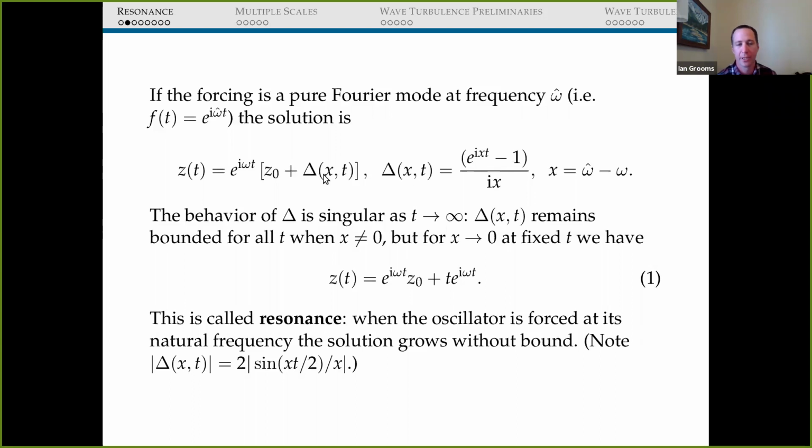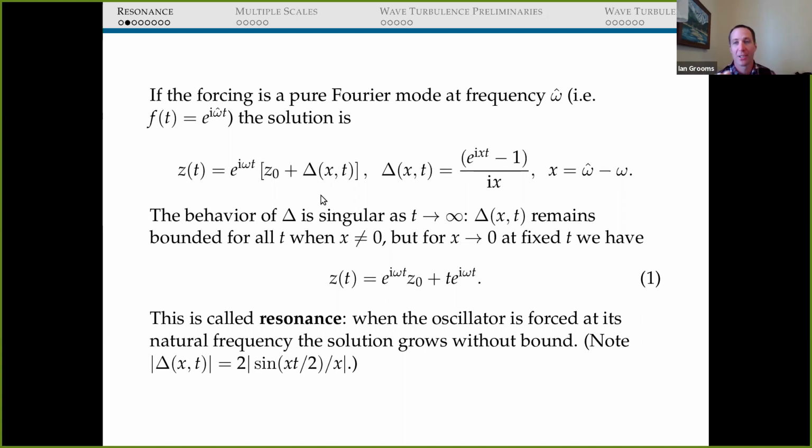And the integral you can get in closed form, and I'm just calling it delta because I'm going to need this expression later. So x is something that's going to show up throughout my slides. It's the difference in the frequency of the forcing minus the frequency of the oscillator. So I can think of this delta as being a function of two arguments, time, and then the difference in frequencies.